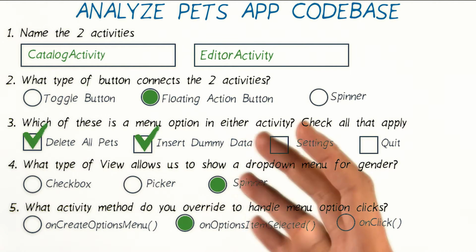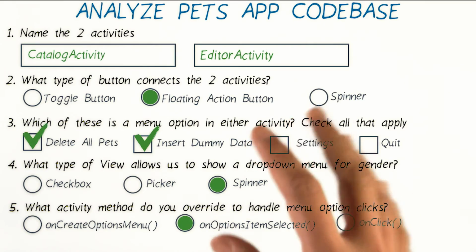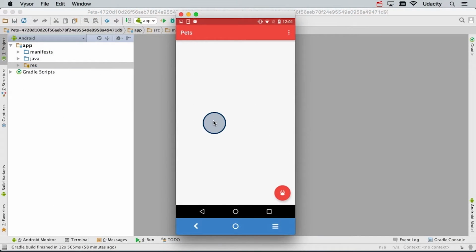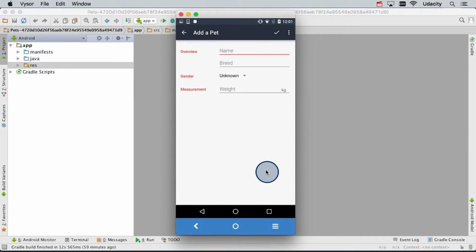Now let's take a more detailed look into the starter code and see where we found all these answers. So once you've downloaded the starter code and run the app on your device, this is the first screen that should open up, and this is our catalog activity. So eventually we'll be building it out so the catalog activity displays a list of all the pets that are in our shelter database. Now down in this bottom right corner here is our floating action button. So clicking on it takes us to our second activity, our editor activity.